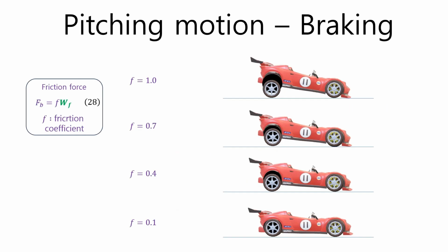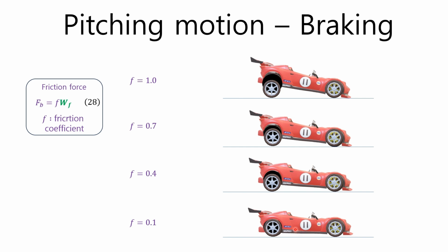The figure here shows the vehicle's pitching motion as a function of the friction coefficient and weight transfer during braking. If the friction coefficient is small, as shown in equation 28, the braking friction force is low, so the tire cannot grip the ground, so sliding occurs and the wheel slides in a locked state. When the friction coefficient is small, the pitching motion is small.